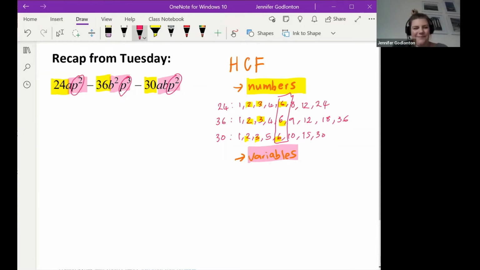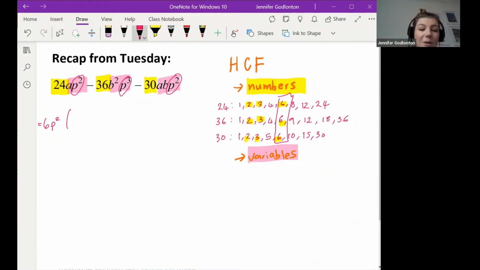Okay, let's try to go through this. First things first, with our numbers, the first thing we could see was 6 was definitely our number for our highest common factor. Then we looked at our variables. A isn't in everything, so we can't use A. B isn't in everything, so we can't use B. P is in everything. And for the smallest p, we've got p squared and we've got p cubed. So the smallest one is p squared because we always take the smallest one. So we're going to take p squared.